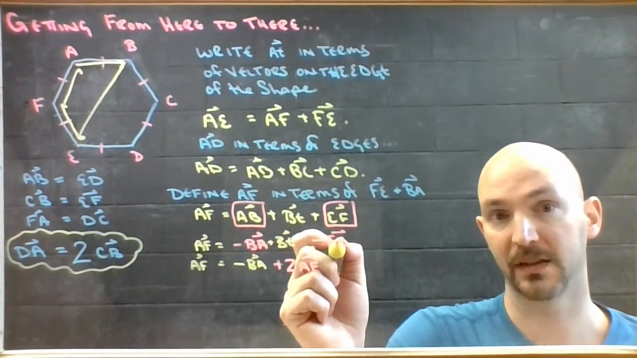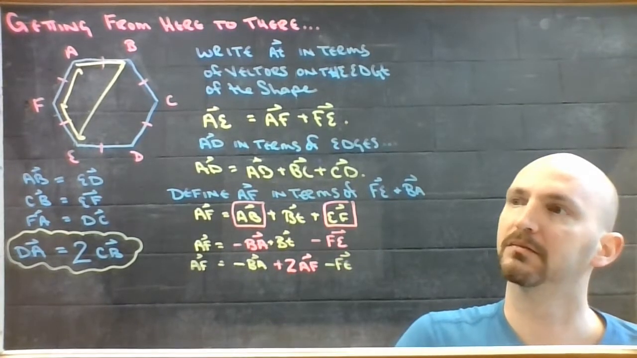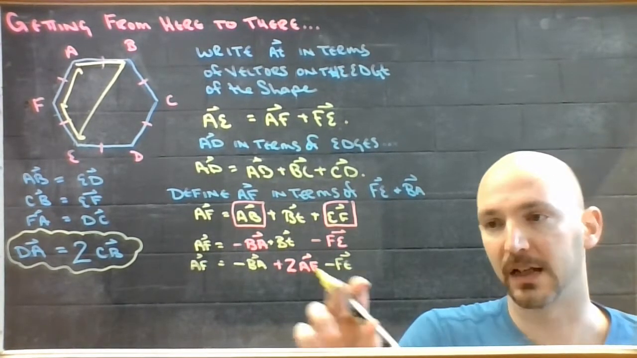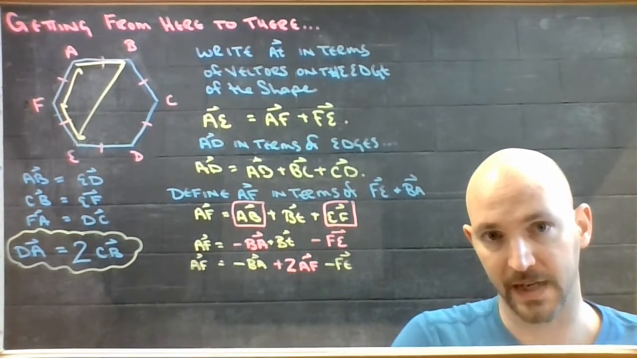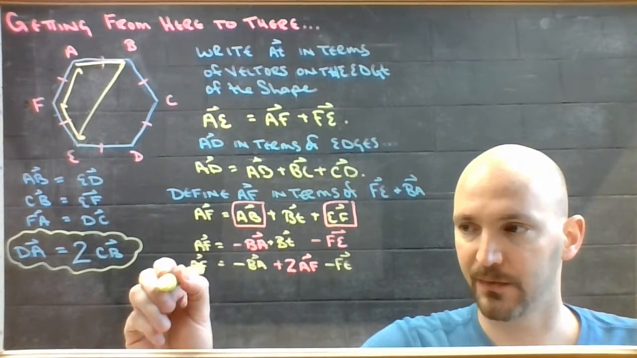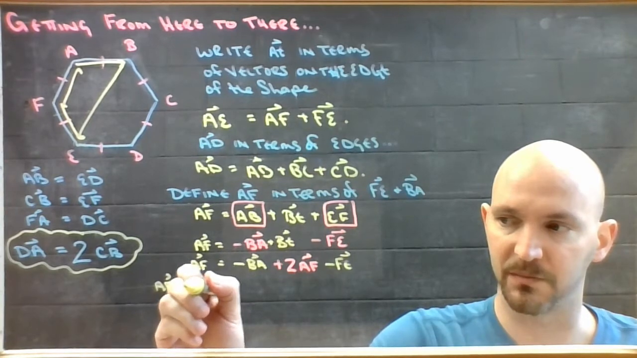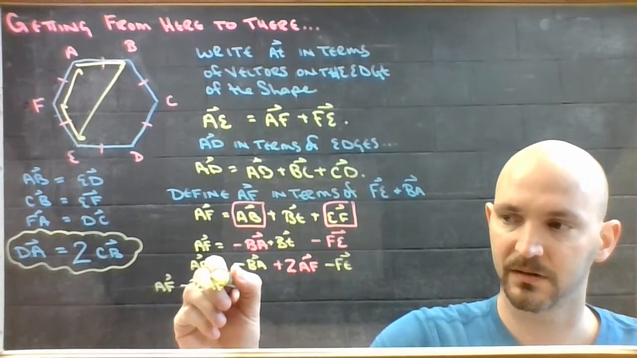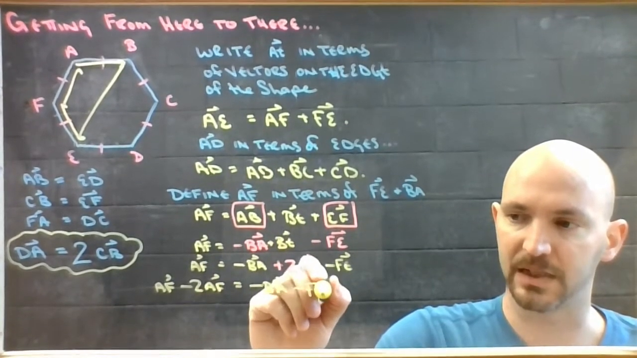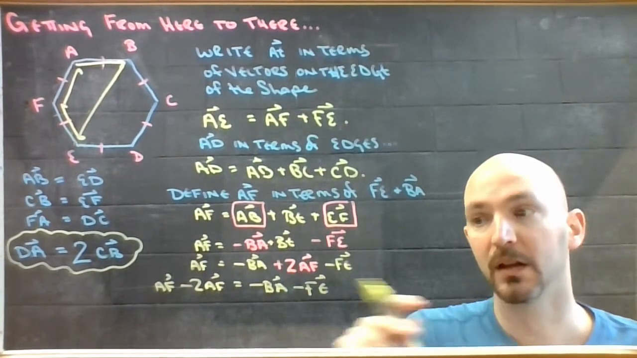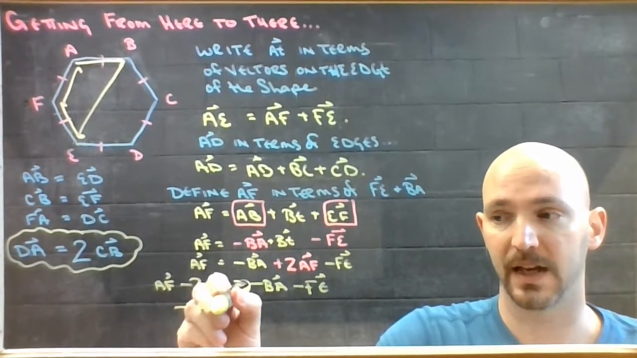This minus F to E was already here. Now you notice I have AFs here and AFs there. I'm going to bring this over so that all of my AFs are together. So I have AF plus 2AF on the other side would be minus 2AFs minus BA minus FE. So one of these minus two of them is -1 AF.